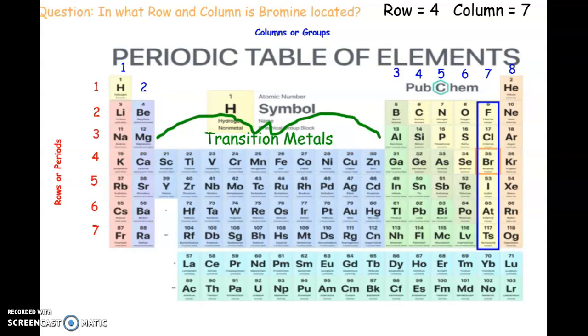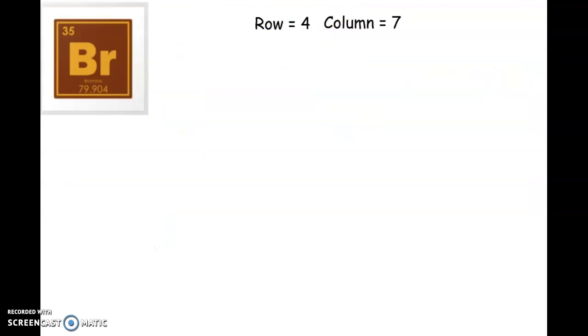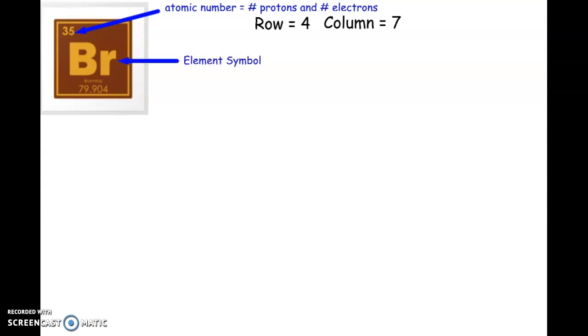So what's the importance of that? What does that really tell us? So let's look at it. What do we know about bromine? Row 4, column 7. From the little square from the periodic table, we also know that the atomic number is the number of protons and the number of electrons. So it has 35 protons and 35 electrons. The Br is the element symbol. And the atomic mass, which is 79.904, you round it to the nearest whole number. So it basically has 80 as an atomic mass, AMUs.